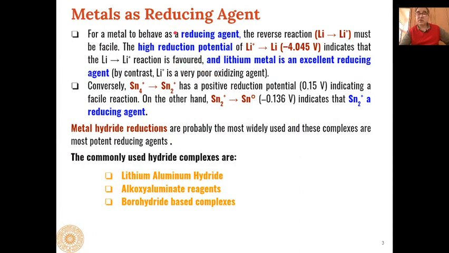So a reducing agent is the material which will reduce different functional groups from one functional group to another by addition of hydrogen. The higher the reduction potential of the material, the higher will be the rate of reduction. We have already discussed lithium aluminum hydride and alkoxy aluminate reagents, and today we will discuss borohydride based complexes.